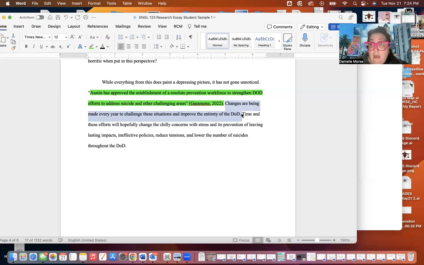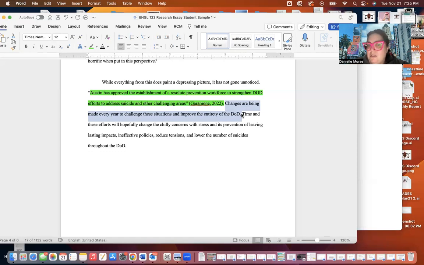The DoD, unless it's paying money out, which it has to report every single day publicly, changes are generally slow. So what are these yearly changes? And for how long have they been happening? There's a quotation right there that talks about something Austin, maybe Austin, Texas, I don't know, about this resolute prevention workforce, which to me sounds like a lot of buzzy business words. So I don't really know what that means.